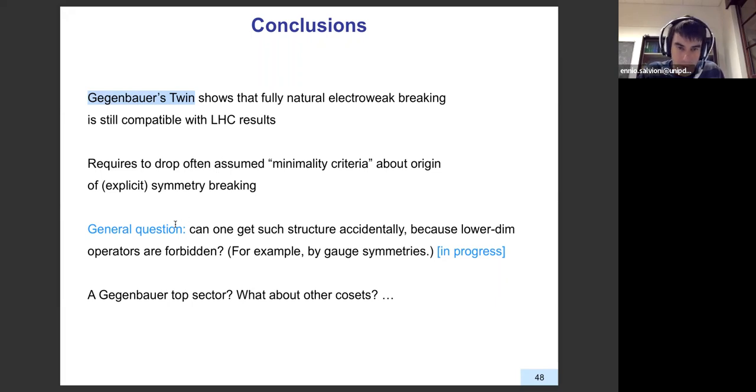A general question, which I don't have an answer to yet, but it's an interesting one, is whether one can get something like this accidentally. Of course, we would want a theory where the lower dimensional operators, smaller n, cannot arise because they're forbidden, for example by gauge symmetries for the underlying constituents and so on. This is something that we are thinking about.